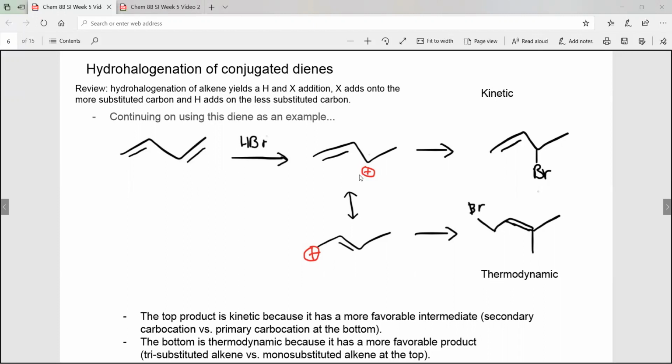So here, the top product is kinetic because it has a more favorable intermediate, secondary carbocation versus primary carbocation at the bottom. The bottom product is thermodynamic because it has a more favorable product, trisubstituted alkene versus monosubstituted alkene at the top.